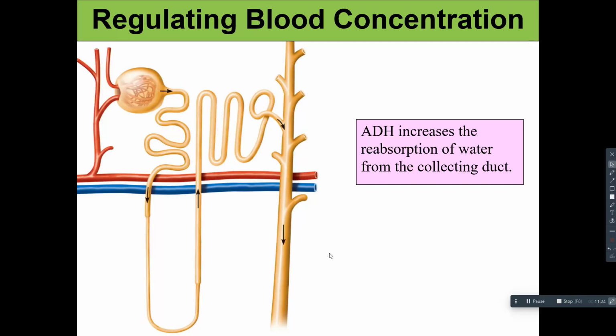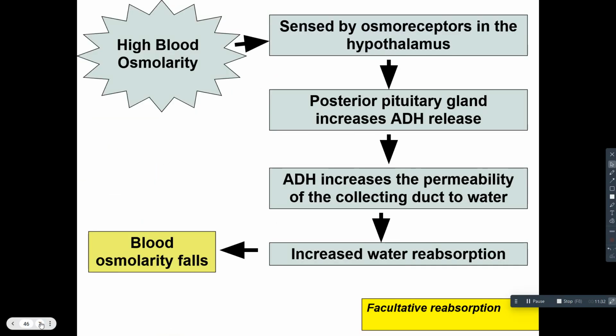Of course, ADH is going to act on the collecting duct, and it's going to get the collecting duct to reabsorb water. So let's run through the sequence here. If blood osmolarity is high, and this is another way of saying the blood is too concentrated, this is going to be sensed by osmoreceptors in the hypothalamus. They tell the back half of the pituitary gland to release more ADH. ADH increases the permeability of the collecting duct to water. More water gets reabsorbed, the blood gets diluted, and osmolarity comes back down.